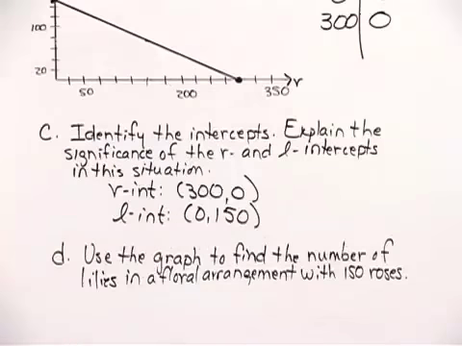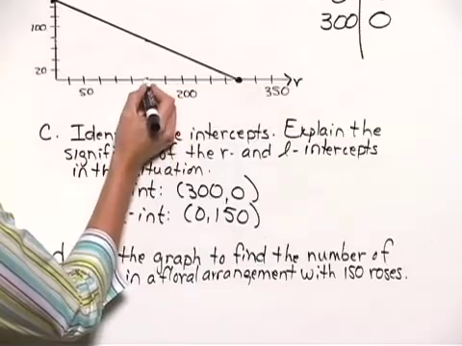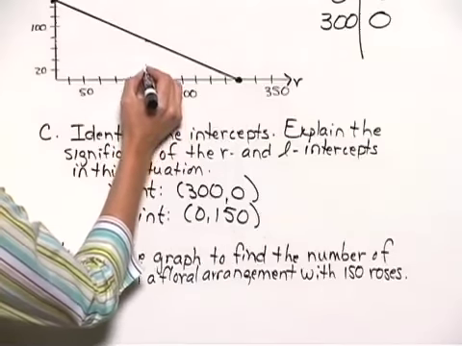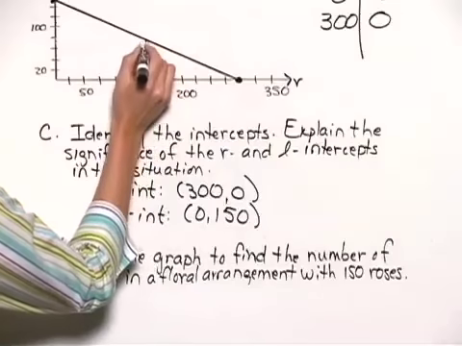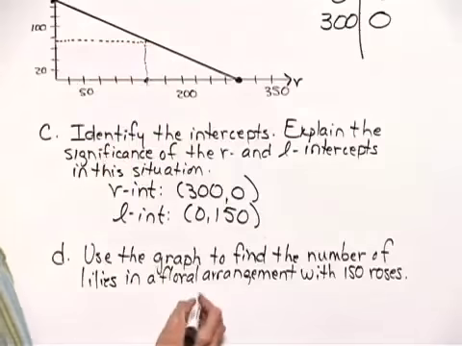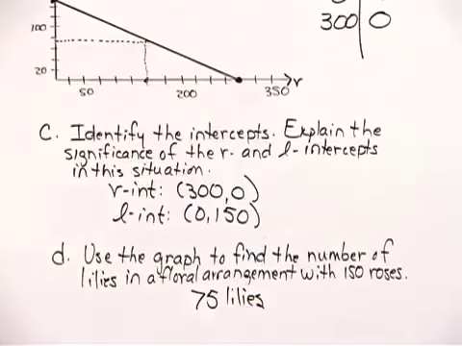Now for part D, we want to use the graph to find the number of lilies in a floral arrangement with 150 roses. So we find 150 on the R-axis, or the horizontal axis, and that's going to be right here. And we want to go up to the line and then across, and that's going to be about 75. So we've got 75 lilies in an arrangement with 150 roses.